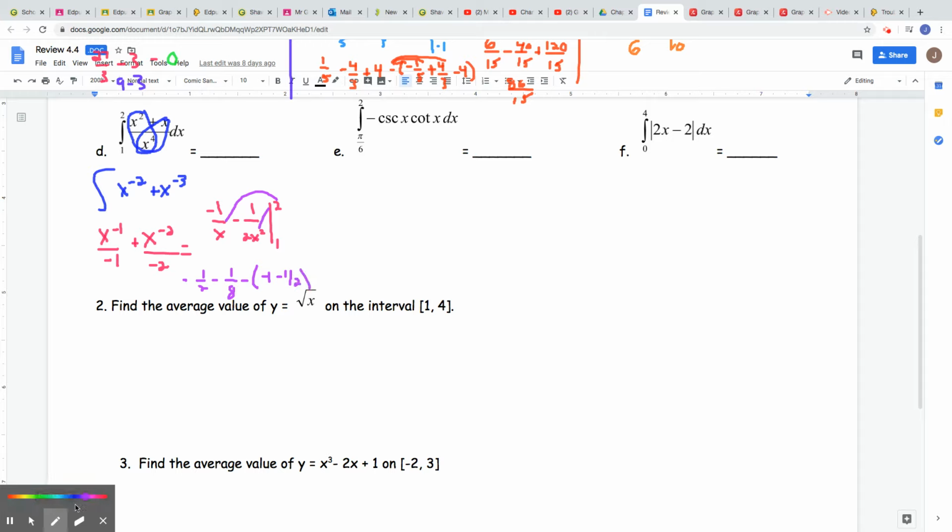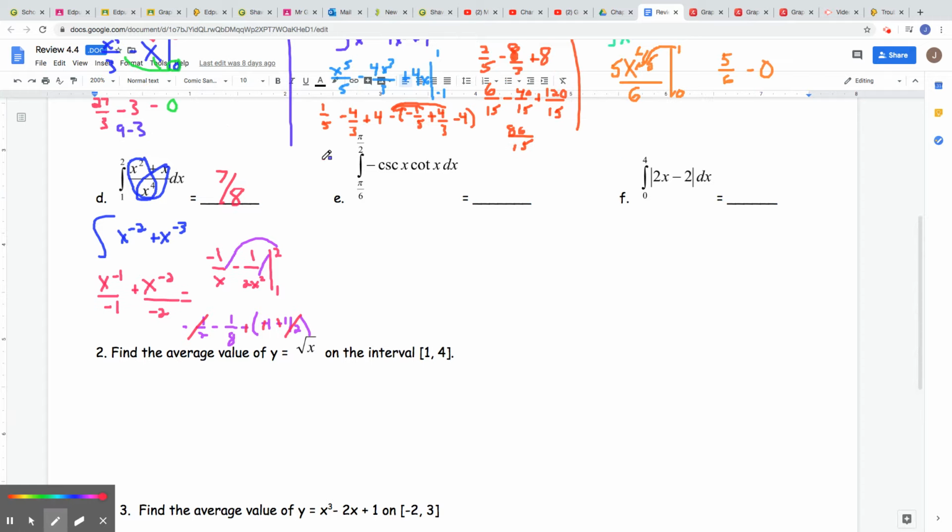All right. So I distribute this negative, so that becomes a positive. This becomes a positive, all right? And we get negative 1/2 plus 1/2, so those are gone. And I get negative 1/8 plus 1/8, which is 7/8. So 7/8 is my answer. All right.